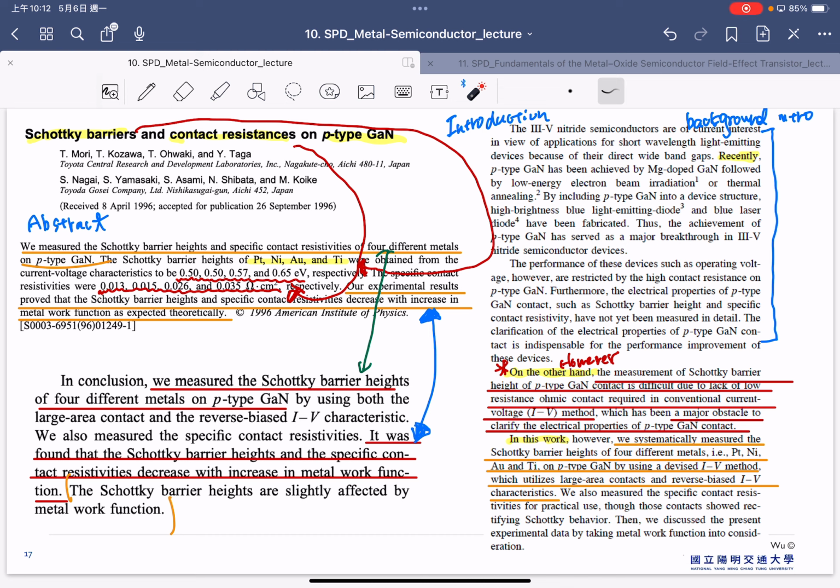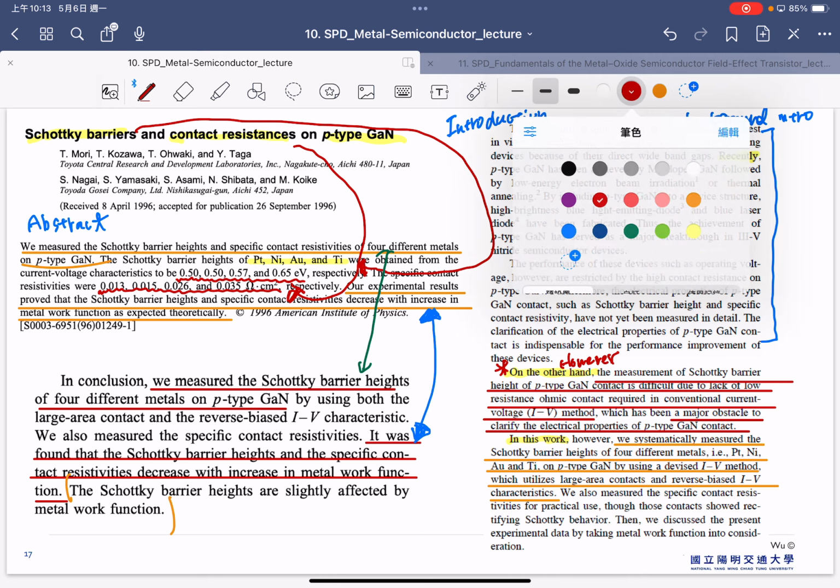So this is usually how we organize and write the introduction, abstract, and conclusion. But the most important point right now is that you haven't started to look at the IV curve yet. You haven't looked at any equation in this literature. This is a paper published in Applied Physics Letters.